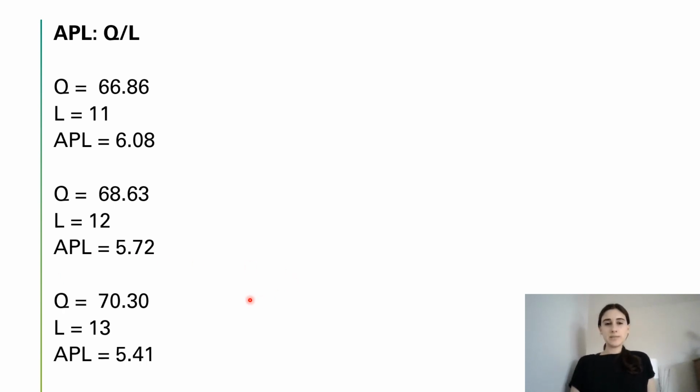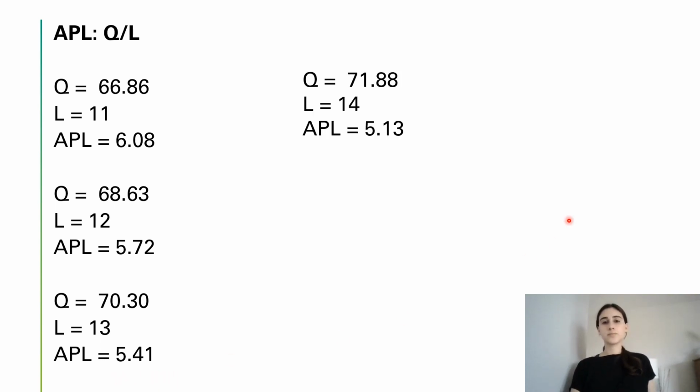When L is 13, 70.38 units of quantity are produced. Solving for APL, we get 5.41. This is the interpretation. When there are 13 workers, each worker on average produces 5.41 units of production.